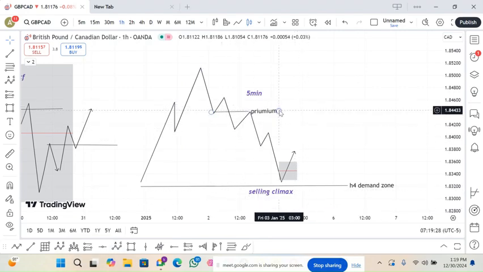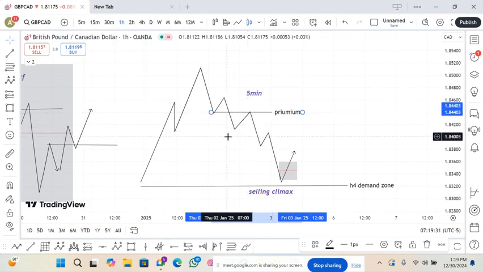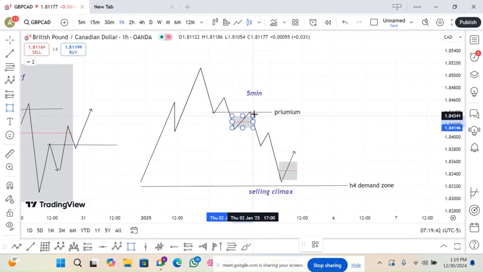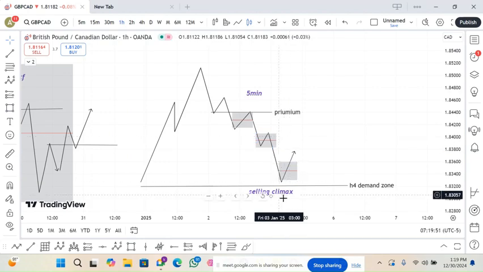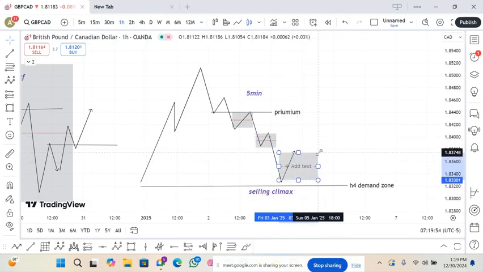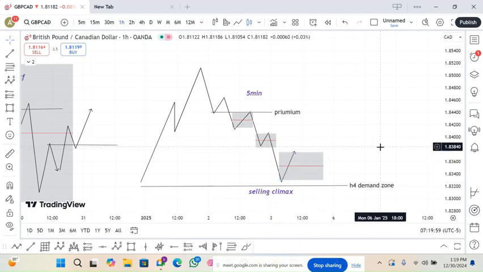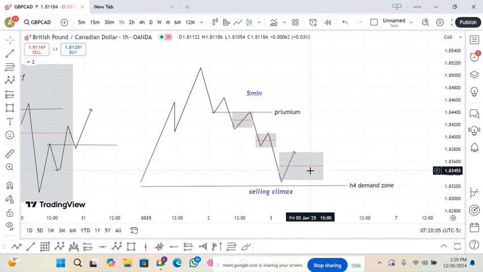Now, price went into this premium. So this retracement from here to the premium, you have to calculate the length of it. Now, let's start calculating the length of all the premium retracements. This is a premium retracement one, a premium retracement two, and a premium retracement three. Is that not it? So, which retracement is the largest? The last one. The last one at the selling climax region.